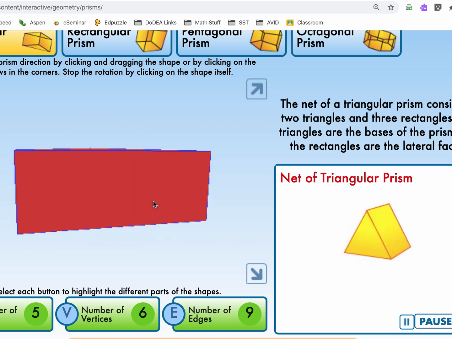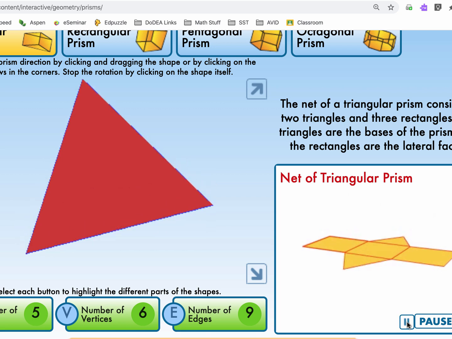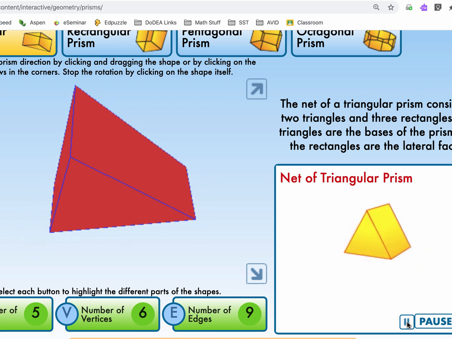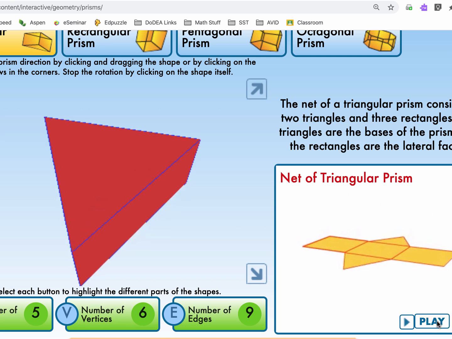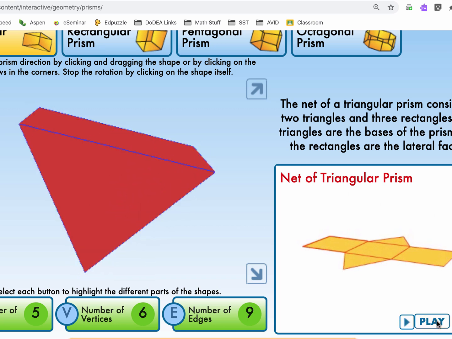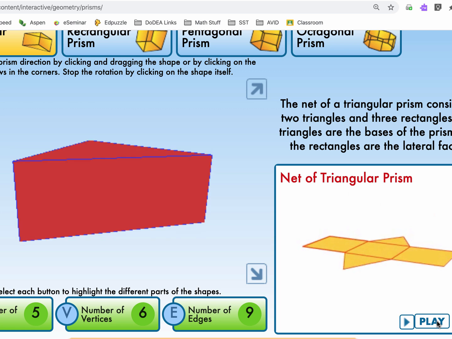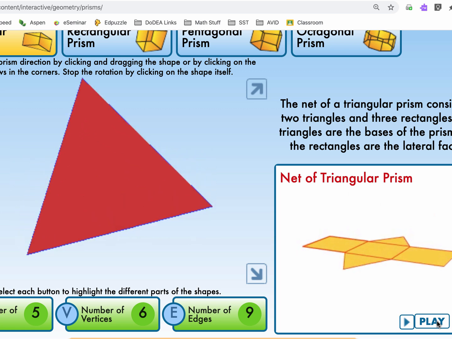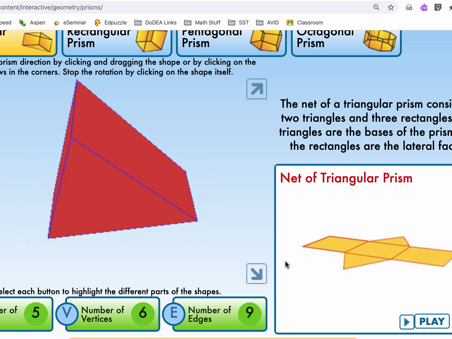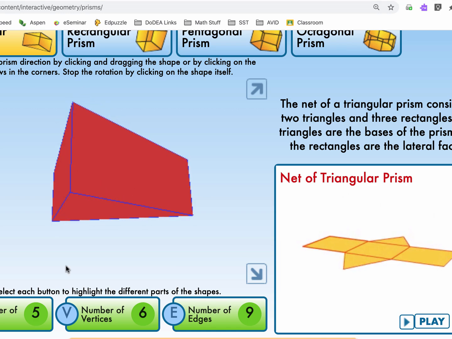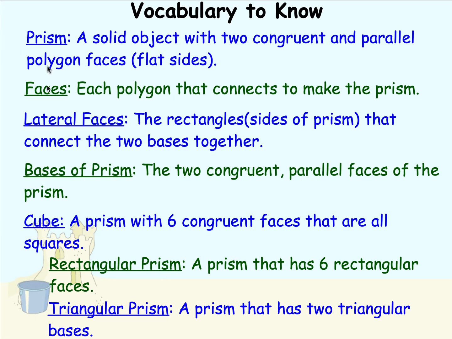So altogether, when you look at the net, you can see the 5 faces. 1, 2, 3, 4, 5, 2 triangles and 3 rectangles. The rectangles are the lateral faces, and the 2 triangles are the bases. So now going back to our vocabulary, okay, we can see what the faces and lateral faces are. And the bases were the faces that were the triangles on that specific triangular prism.